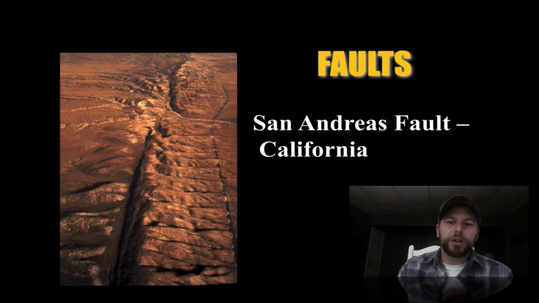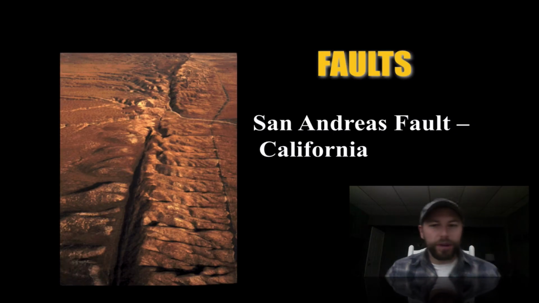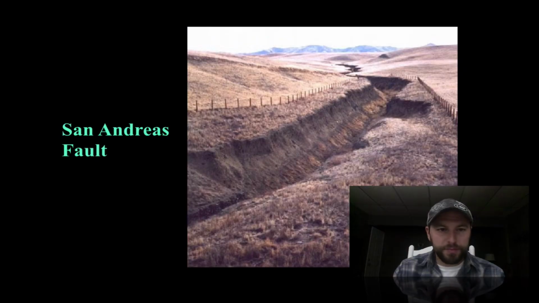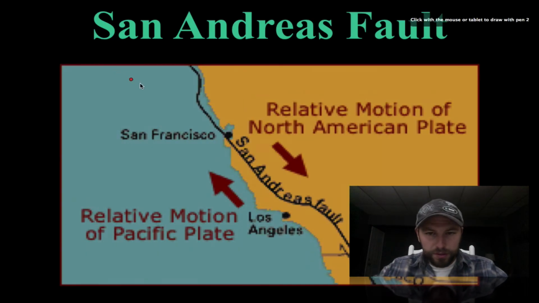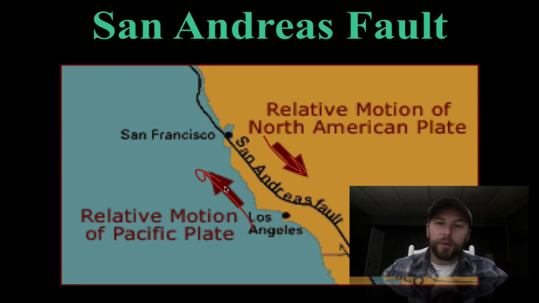What we see at these transform plate boundaries are faults, similar to the San Andreas fault, where we have the plates shifting or moving from side to side. Here's another image of the San Andreas fault, right here. It's pretty interesting to see. And here is another top view. Notice that we have the North American plate moving this way and the Pacific plate moving that way. And that's our transform faults. There's really nothing more to that.